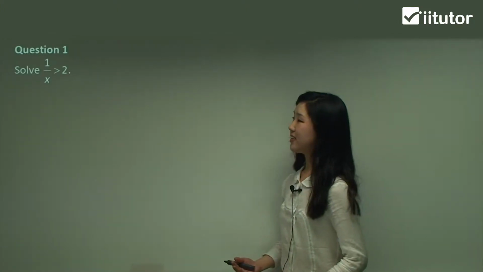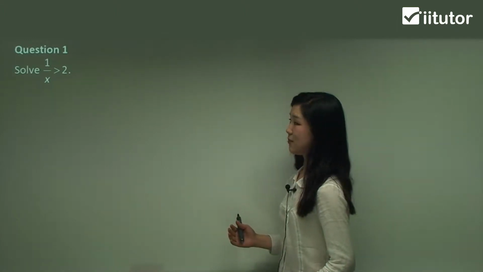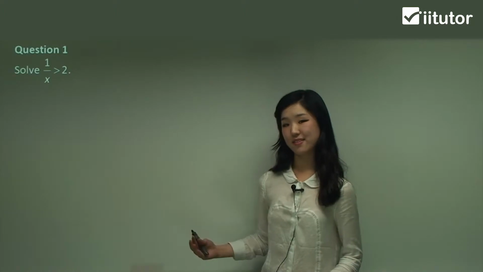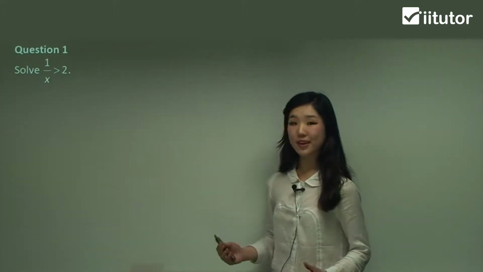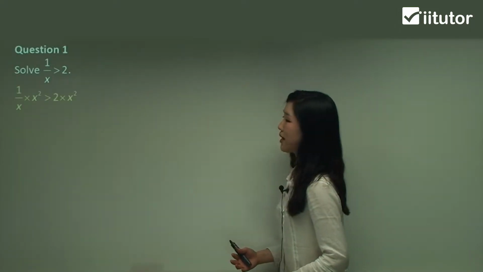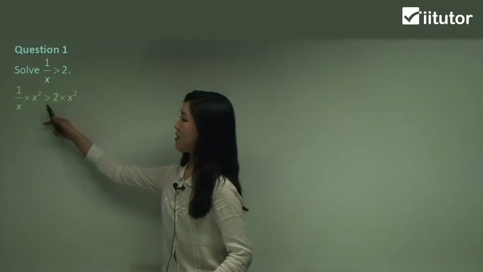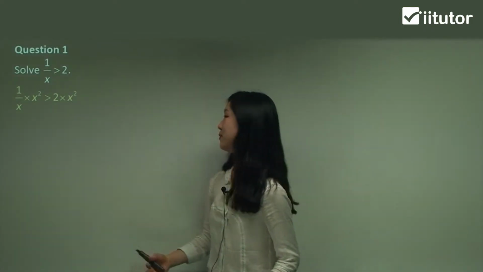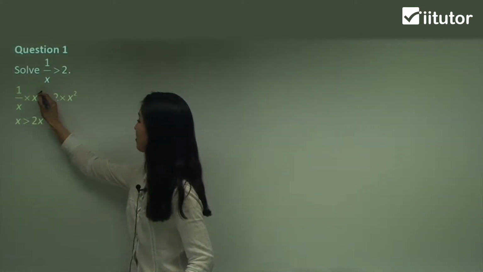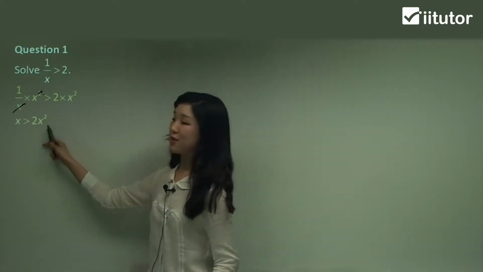Starting with question 1. This question says solve 1 over x is greater than 2. Now we've got a fraction similar to that form A over B is greater than C, isn't it? Please, guys, don't say that we're going to multiply both sides by x, but by x squared, because x squared is definitely positive. So let's simplify. We'll have x on this side, because I can cancel the squared and that x, and on this side we have 2x squared.